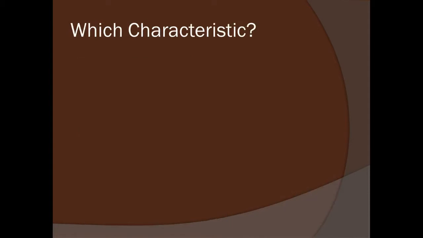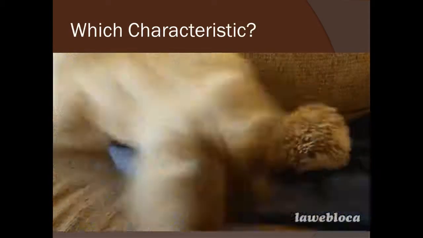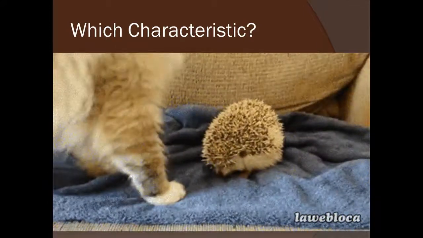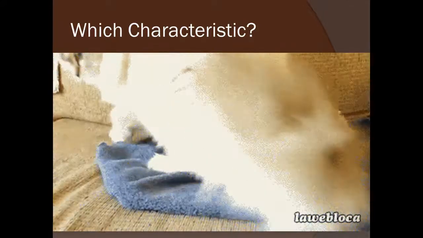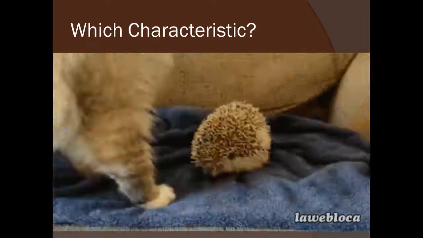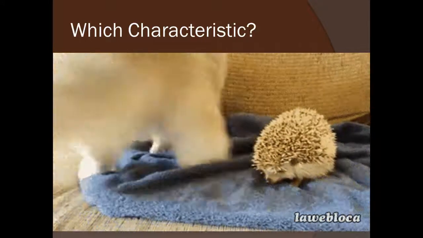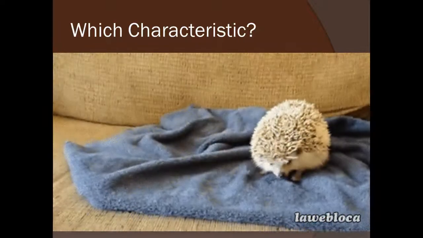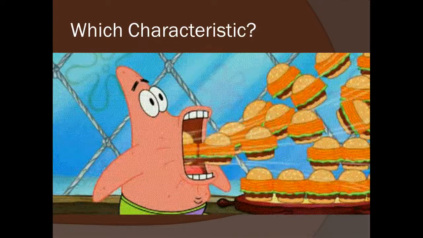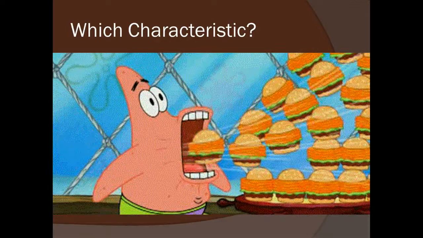So let's review. Which characteristic is this? This is an example of a cat that tries to sit on a hedgehog and it doesn't go well. Try sitting on a hedgehog. You will probably have the same reaction because you respond to your environment. It detected a change in its environment, and that change was a very large point to its butt, and it responded by moving away.